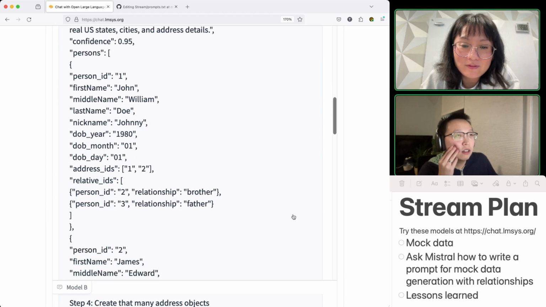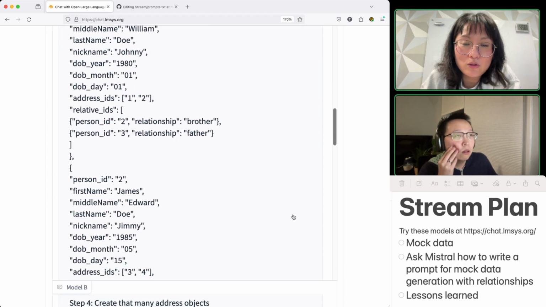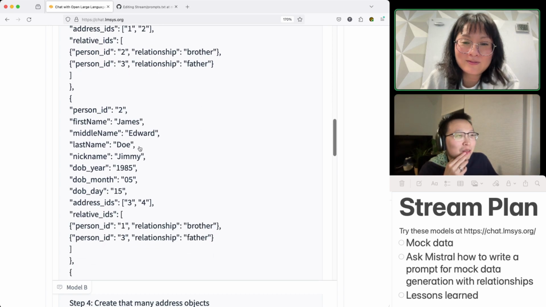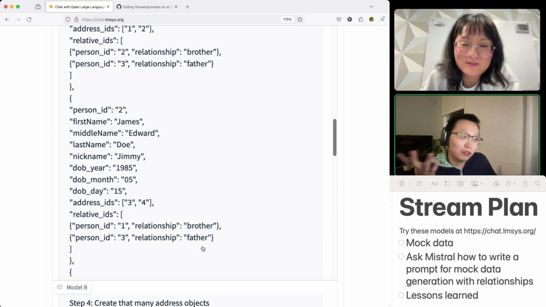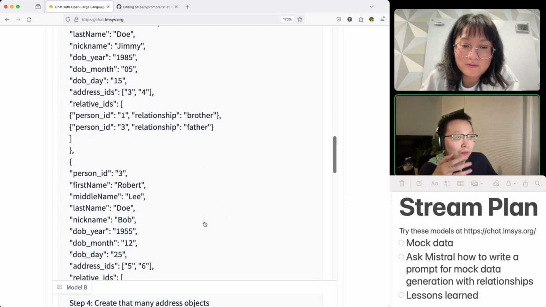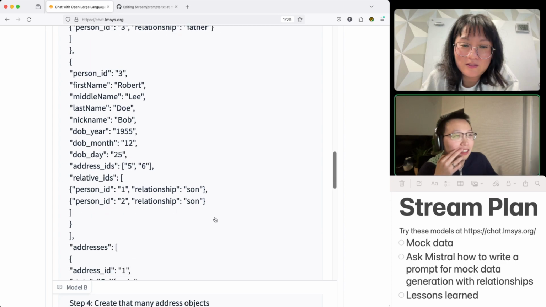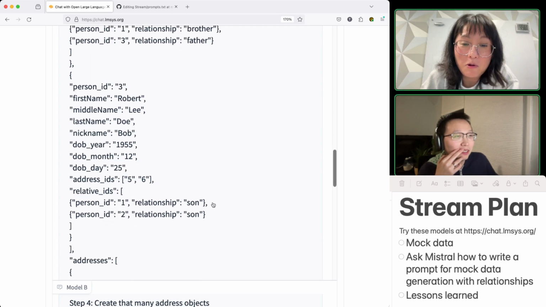All right, so we got John William Doe, brother and father. I have a feeling it's not gonna be good. Person two is also brother and father, so that's correct, James Doe. James Doe would be a brother to the first one, and whoever person three is would still be everybody's father. Actually, it did it correctly. So it got the Robert Doe relationship correctly.